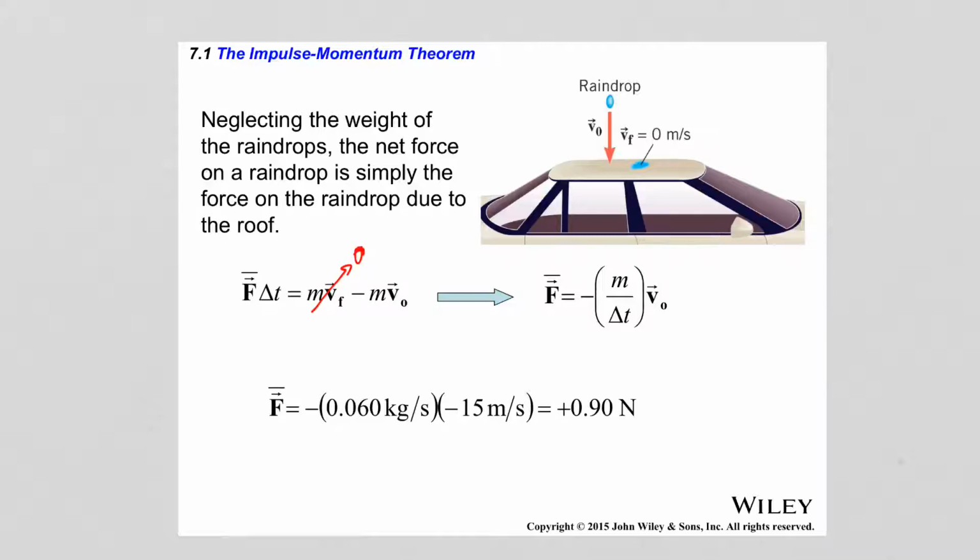From there, I can rearrange the terms that are left to get an expression for the average force. The average force is equal to minus the mass divided by the time of interaction of the rain times the initial velocity of the rain. We know that the mass per second is equal to 0.06, and so substituting also the initial velocity of the raindrops, negative 15 meters per second, gives us that the average force is equal to 0.9 newtons.